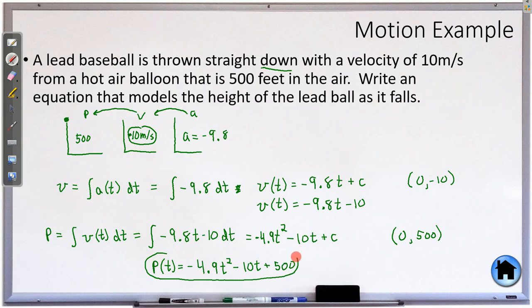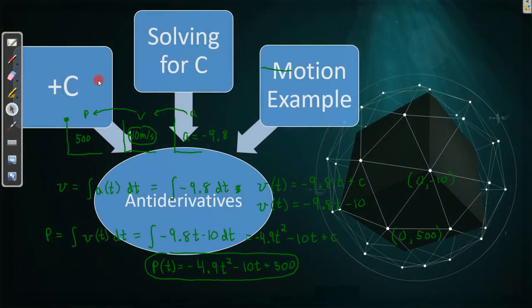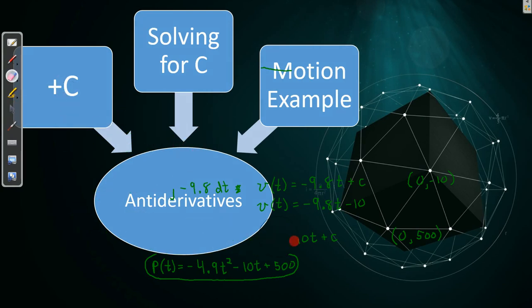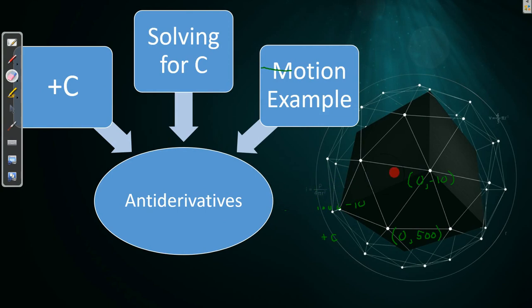So using the plus c and solving for plus c, we can continue to take the antiderivative and work our way backwards from acceleration all the way to position. Alright, that sort of covers what you can do with the plus c and how to get rid of it and how it can help you with motion problems when you have to work your way through multiple antiderivatives.